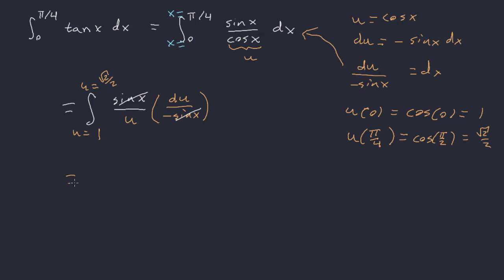Right, so when it's all said and done, we have the definite integral from 1 to root 2 over 2 of negative 1 over u du. Now, we can again flip the limits of integration here to get, instead of a negative, root 2 over 2 to 1 of 1 over u du. Okay, now this is in a much better order, mainly because we're going lower number to higher number. Okay, so now we're ready to integrate and use the fundamental theorem of calculus.